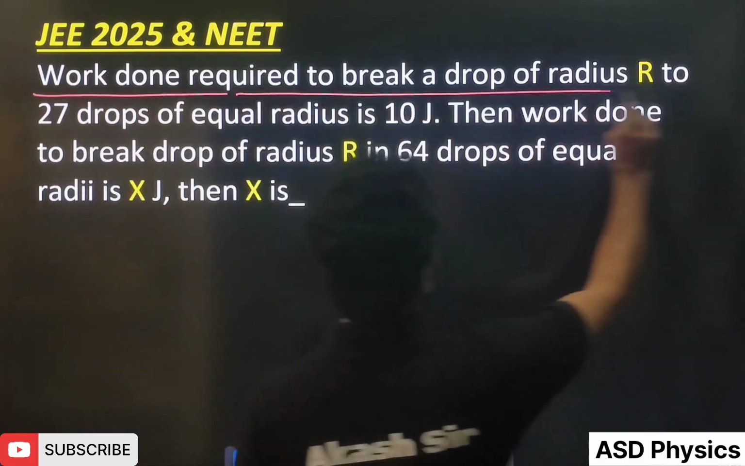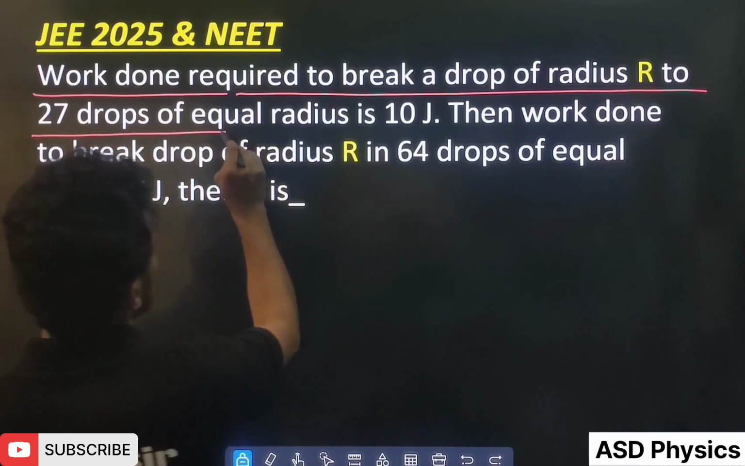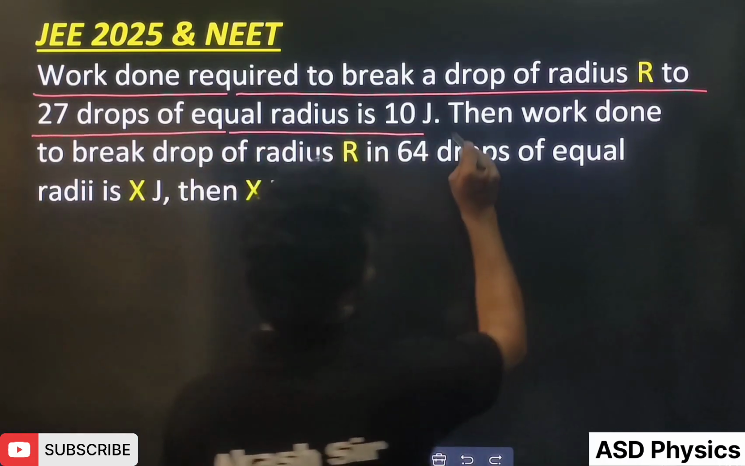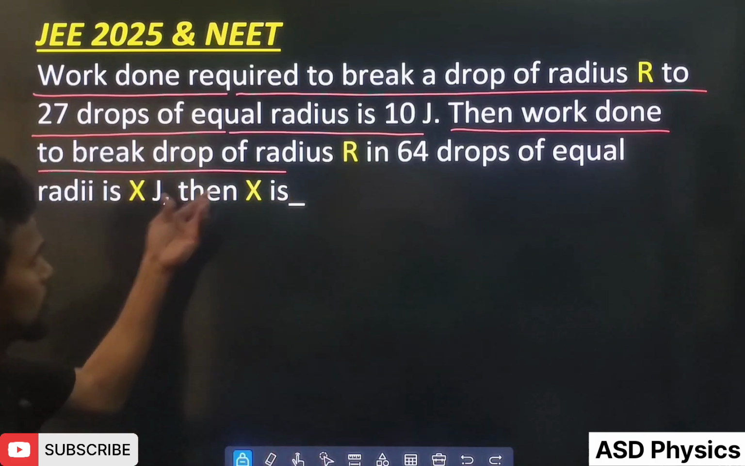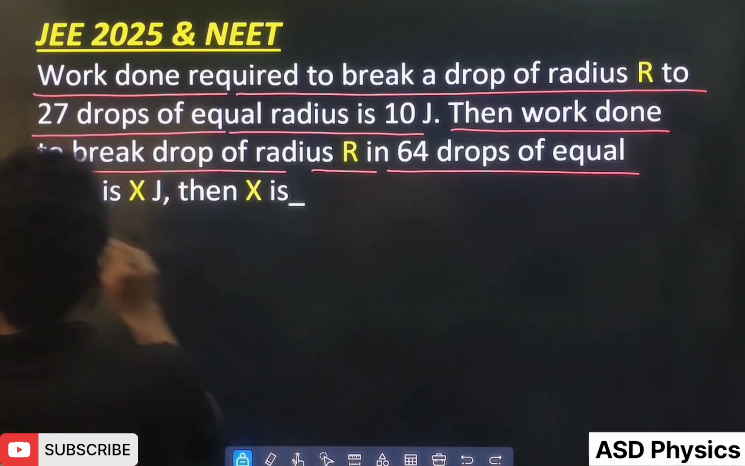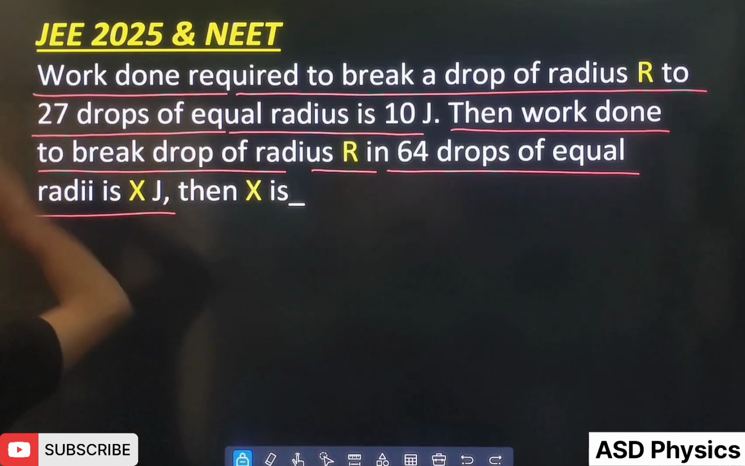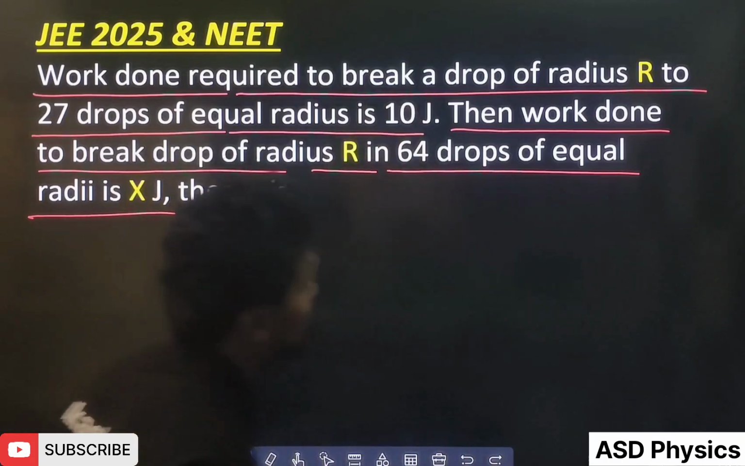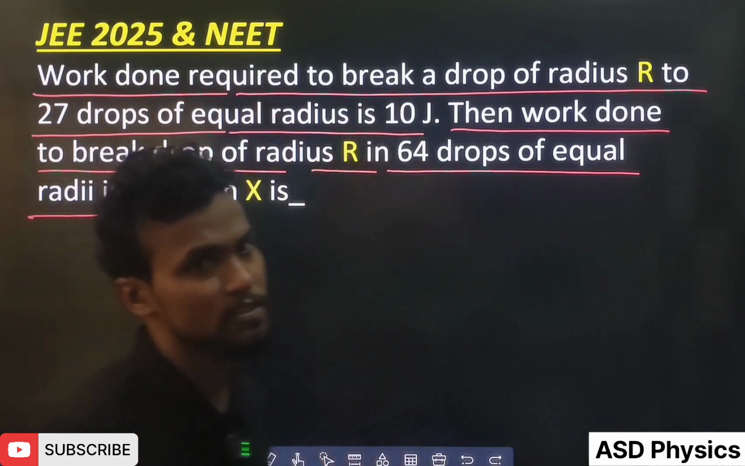Work done required to break a drop of radius r into 27 drops of equal radius is 10 joule. Then work done to break the drop of radius r into 64 drops of equal radius is how much here? Very simple. When the drop breaks into 27 drops, work done is 10 joule. Now when the same drop breaks into 64 drops, then work done will be how much here?